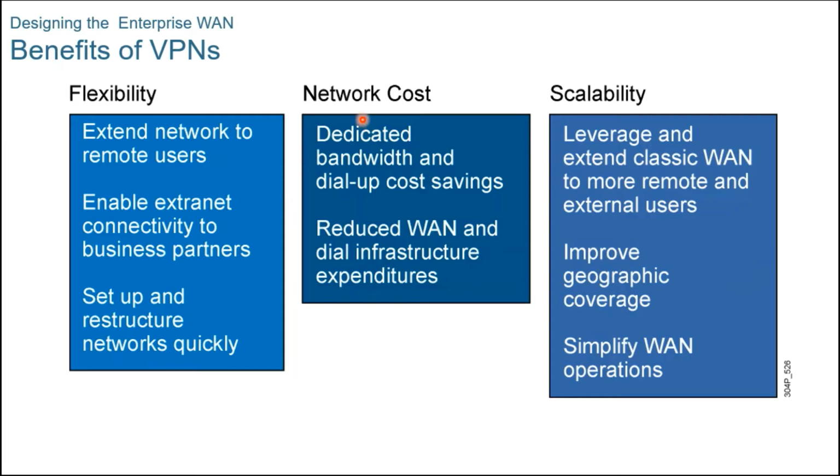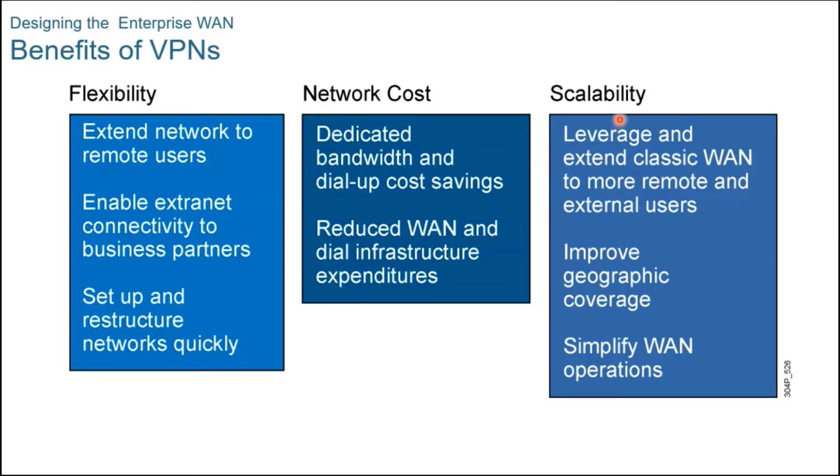Next would be the network cost. So, lower network communication cost. Lower cost is a primary reason for migrating from the traditional connectivity option to a VPN connection. Reduced dial-up and dedicated bandwidth infrastructure and service provider costs make VPNs attractive. Customers can reuse existing links and take advantage of the statistical packet multiplexing features.